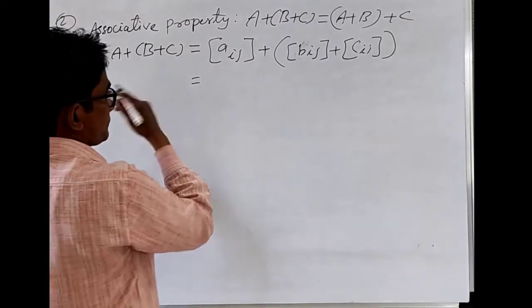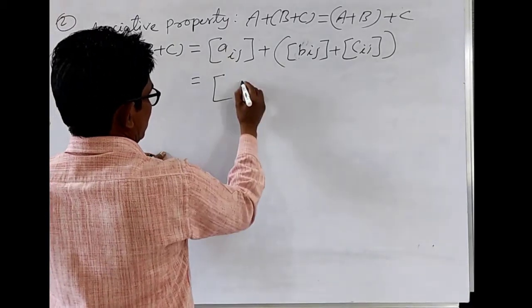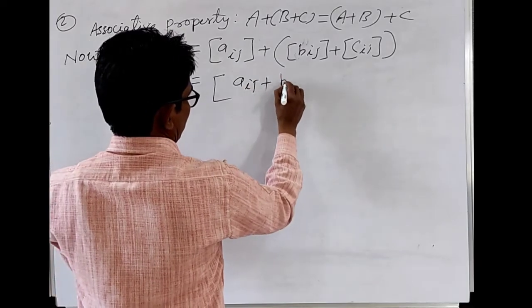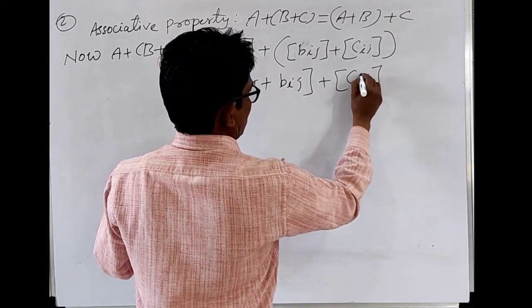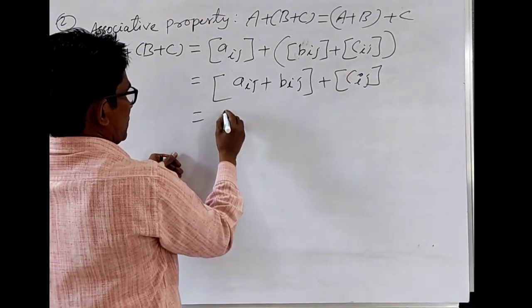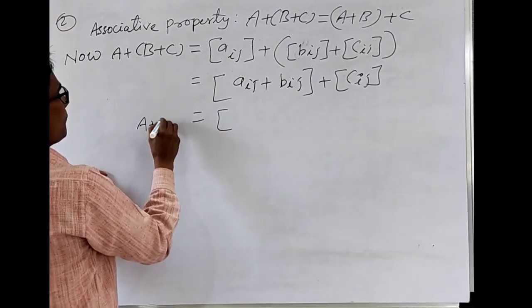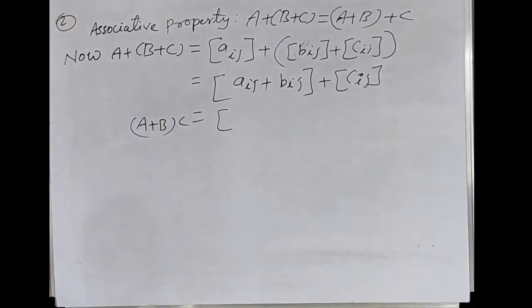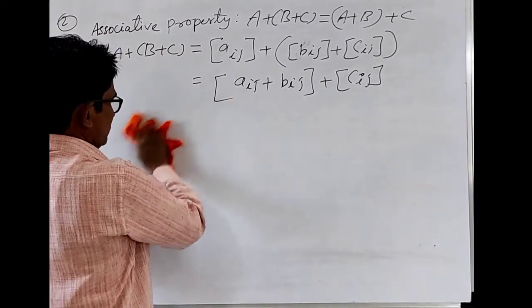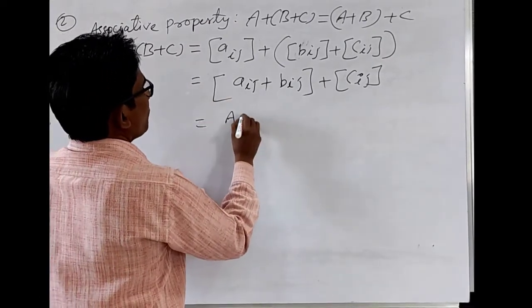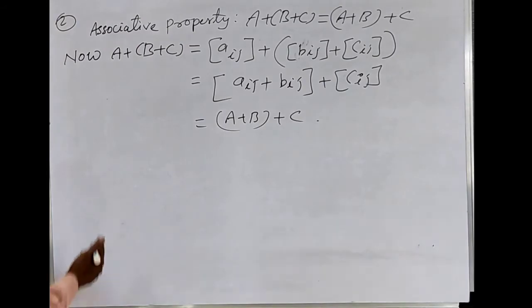So this can be written as (Aij plus Bij) plus Cij, which is nothing but A plus (B plus C) equal to (A plus B) plus C. Now take one example.